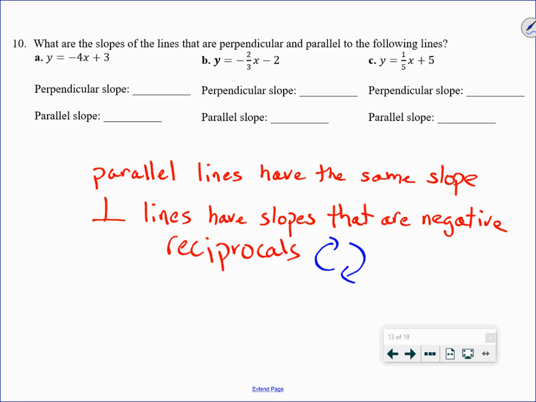So for 10a, slope of parallel lines is negative 4. Perpendicular slope is 1/4. For B, parallel slope is negative 2/3. Perpendicular slope is 3/2. Just flip the fraction and change the sign to do perpendicular. Parallel slope for this one is 1/5. For this one, flip the fraction, make it negative, and you get negative 5.